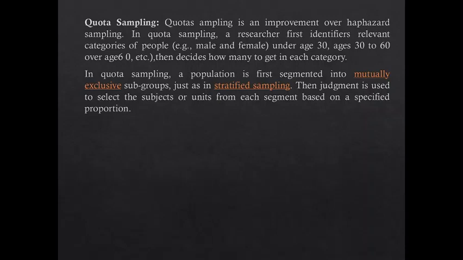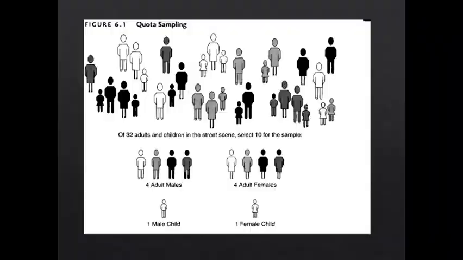The quota sample is an improvement on haphazard sampling. In quota sampling, a researcher first identifies relevant categories of people, like male or female on a gender basis, or on an age basis, and then decides how to get a sample from each category. It is an improvement on haphazard sampling, but again it is a non-representative sampling technique. It is similar to stratified sampling, but here the population is not known. Here you can see the quota sampling. We have different categories of people, divided on the basis of gender or age, and then from each quota the sample is drawn, or people are selected.